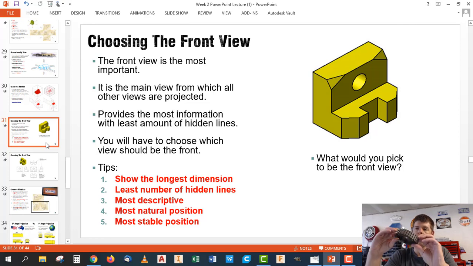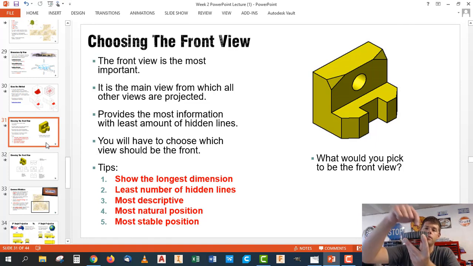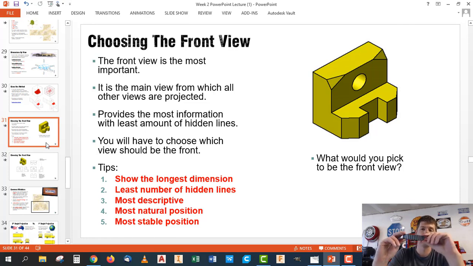Okay, so in this case, if I show it like this, that's no good because I can't see all those individual holes that are drilled inside there now. So we know now, based on rules 2 and 3, we want some kind of configuration like this, right? Now numbers 4 and 5, what is the most natural position and the most stable position?